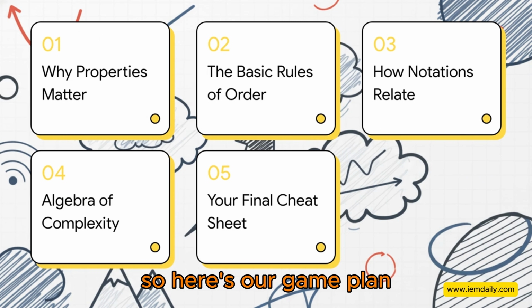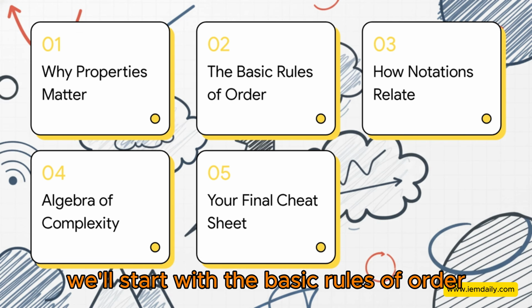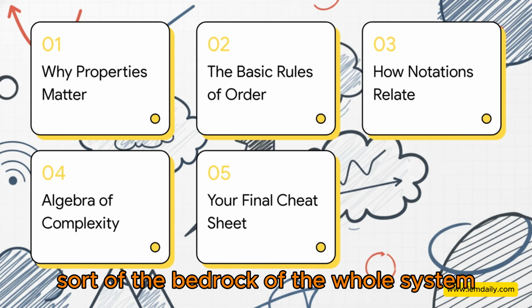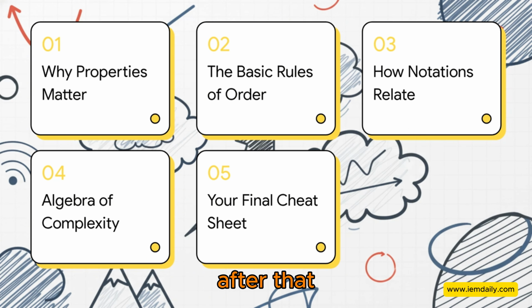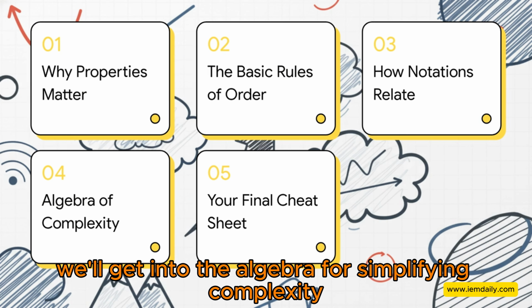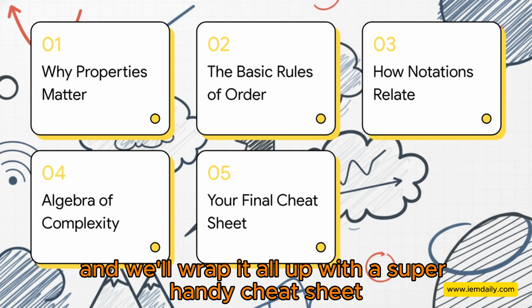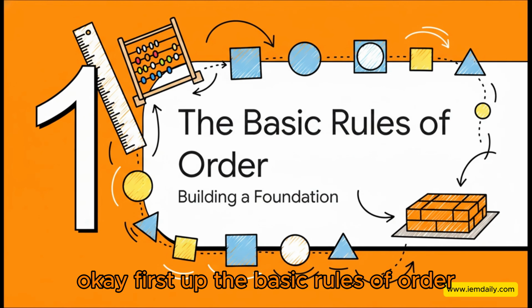So here's our game plan. We'll start with the basic rules of order, sort of the bedrock of the whole system. Then we'll look at how these notations are all related. After that, we'll get into the algebra for simplifying complexity, and we'll wrap it all up with a super handy cheat sheet. Okay, first up, the basic rules of order.